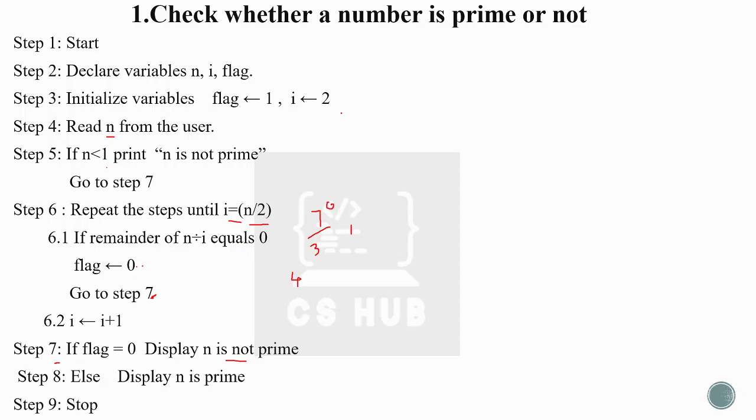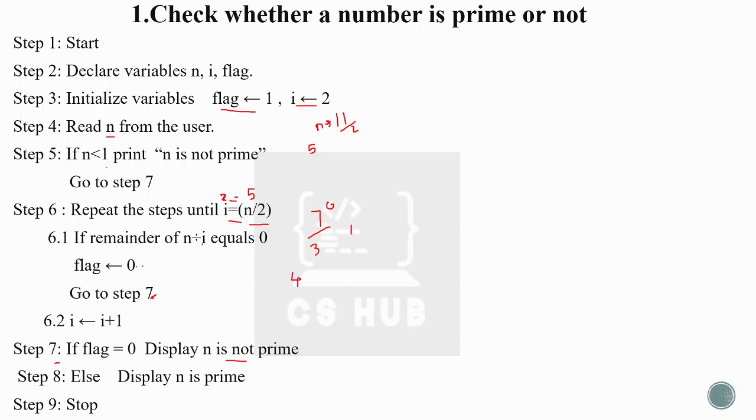Let's trace it out with an example. Consider a bigger example, 11. So the first step is n is 11. The next step is to find the half of 11. 11 by 2 is 5, so n by 2 is 5. Then initially flag is set to 1, and i is set to 2. We perform this loop until 2 reaches 11 by 2, which is 5.